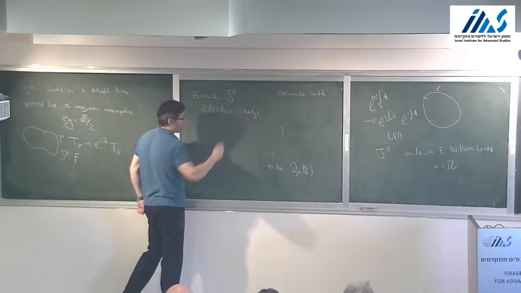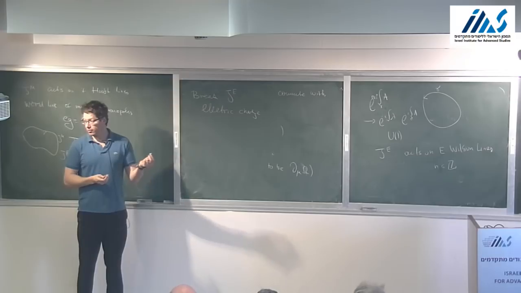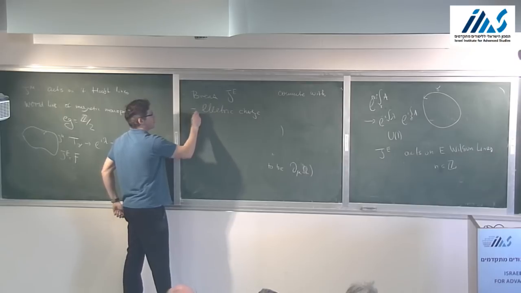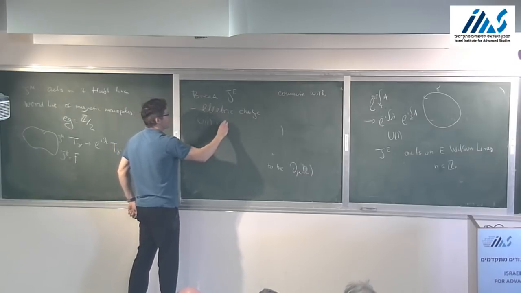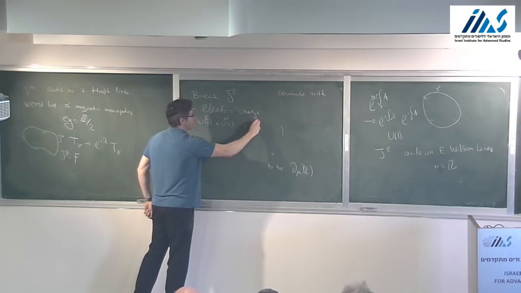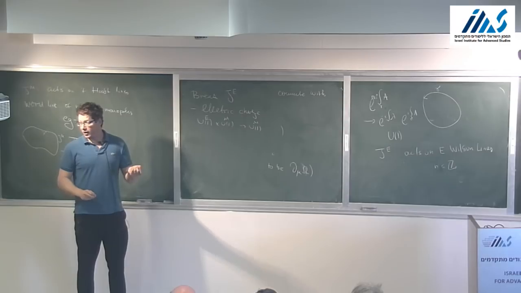So let's do an example. Suppose I added an electric charge 1. If there is a propagating electron, what remains of J electric out of this U1 symmetry? U1 is broken to what? U1 one-form symmetry. Yeah, exactly. So if we added just one electric charge, U1 times U1, electric times magnetic, breaks to U1 magnetic.